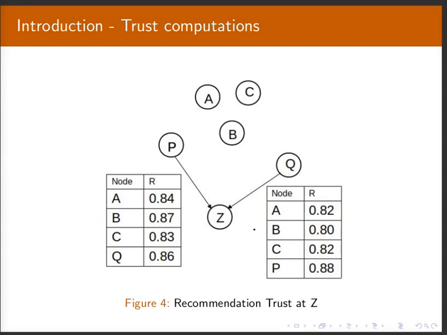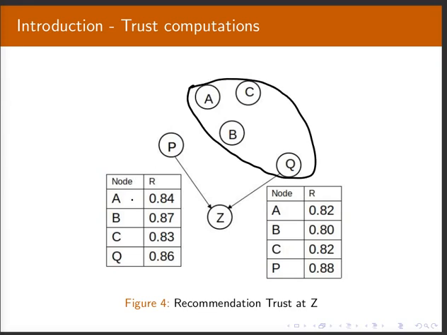So if you see the recommendations, how a node forwards the recommendations. Here you see a small network: P, Z, Q, A, B, C. These all are nodes here. So how P sends a recommendation to Z is, P has neighbors A, B, C, and Q. So it has trust values on all these nodes.